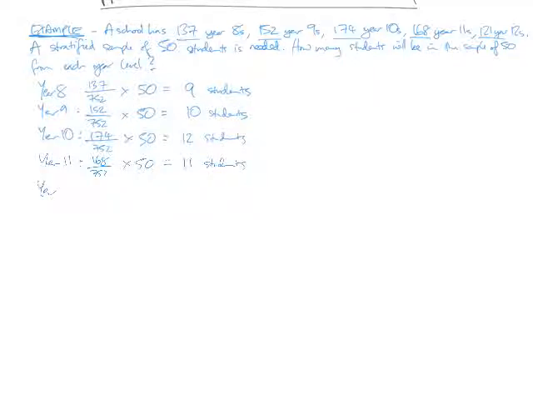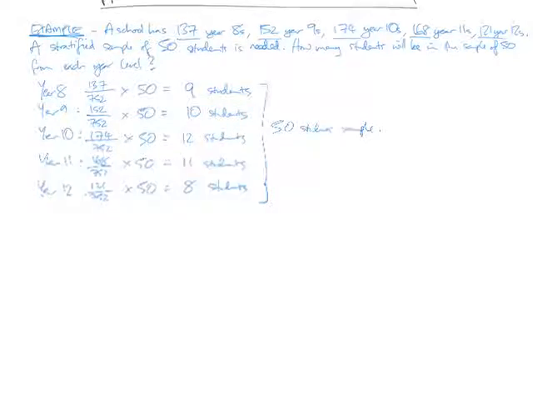And then finally year 12s, 121 year 12s out of 752 times by 50. And the closest whole number is going to be 8 students. And so when you're doing this, sometimes you need to round to the closest whole, but you do need to double check that that actually equals the sample size. 9 plus 10, 19, 20, 21, 31, 32, 42, 48. So there's 50 students. Yes, we checked it. There's a 50 student sample.